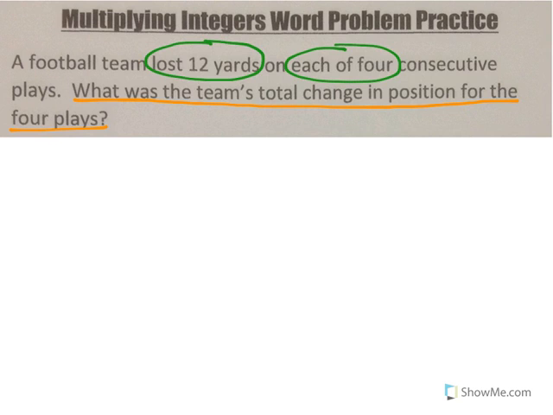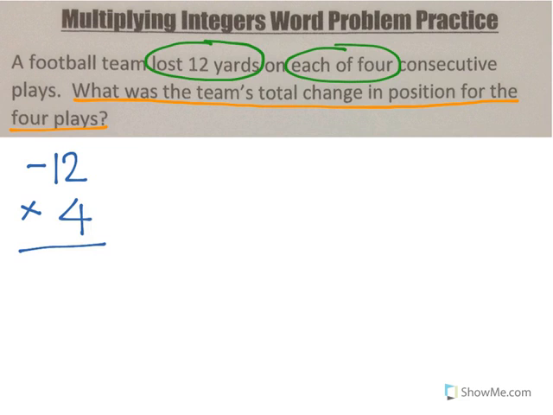Now, I need to write an integer to represent a loss of 12 yards. Because the team is losing 12 yards, that integer is going to be negative 12. And then this happened 4 times. So I'm going to use positive 4 to represent the 4 consecutive plays that they lost 12 yards. Now, this is a multiplication problem because 4 times in a row they lost 12 yards on the play. So I can multiply here.